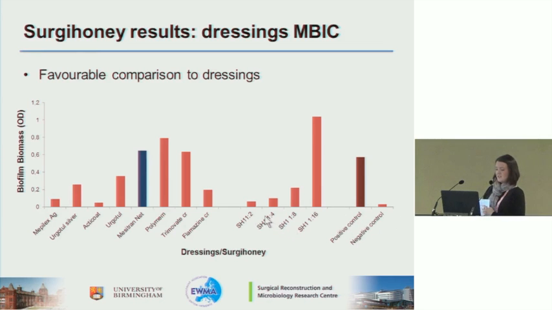So you can see that Surgihoney, when you use 1 in 2 or 1 in 4 dilution, and this is just in water, it reduces the biofilm formed, and it's comparable in its effectiveness to Acticoat, which is a silver dressing. An interesting one is Mesotran net here. This is a commercial honey-based dressing, and this was no better than nothing at all in this experiment in terms of biofilm formation.